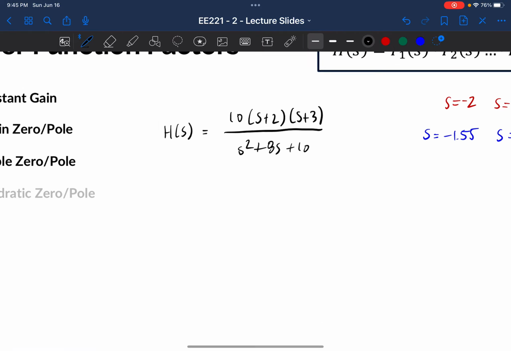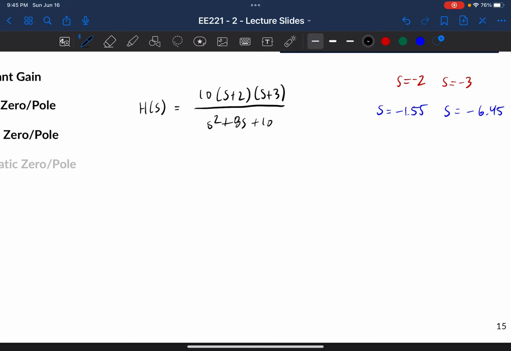Basically, what I can do here is rewrite this transfer function. First, let me rewrite the denominator in terms of the poles that we found from the quadratic formula. I can write those as s plus 1.55 and s plus 6.45, right? Hopefully everybody agrees with that.